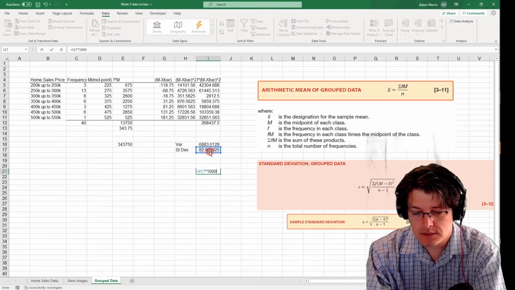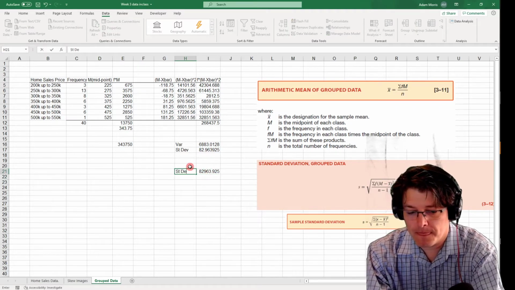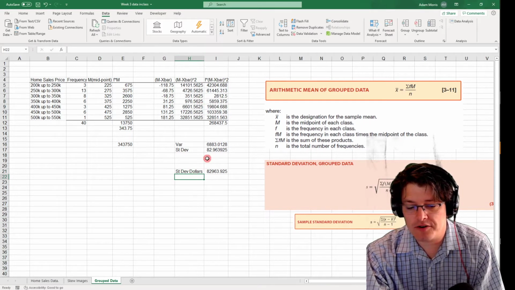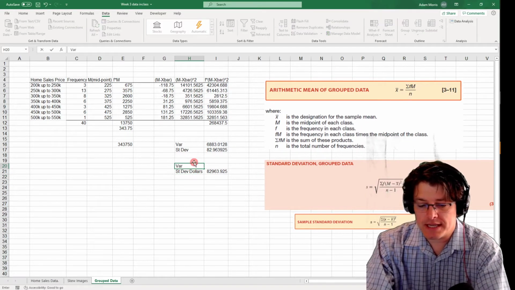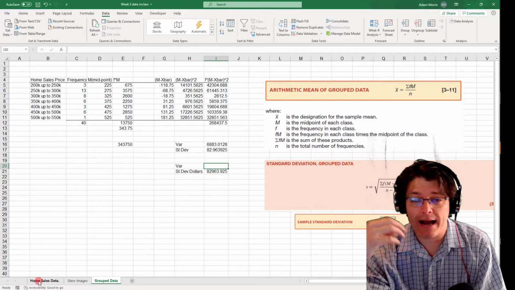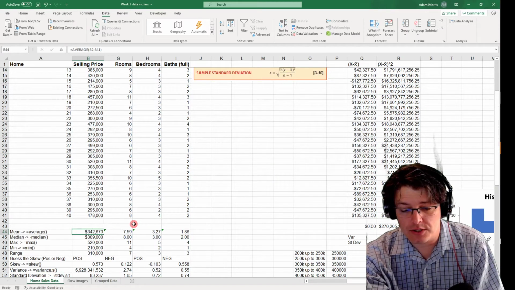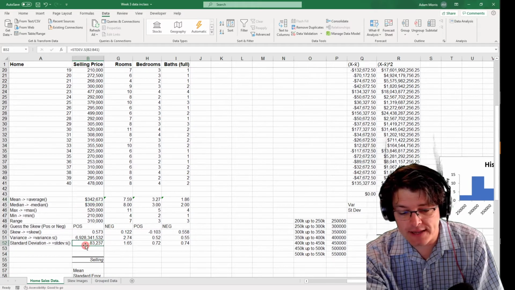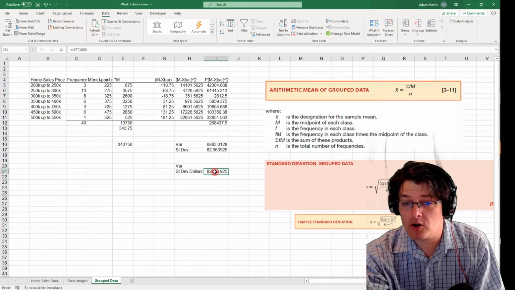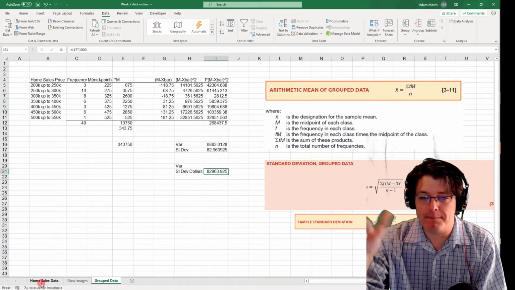82.9 times 1,000 is going to be 82,000. Right, so standard deviation in dollars is 82.9 thousand. Let's go back and check how well this estimate did. Again, this is an estimate based on that midpoint. How did we do? Standard deviation for this data was actually 83,000. But again, really pretty close for just having the midpoint of all of these values, or the binned value.